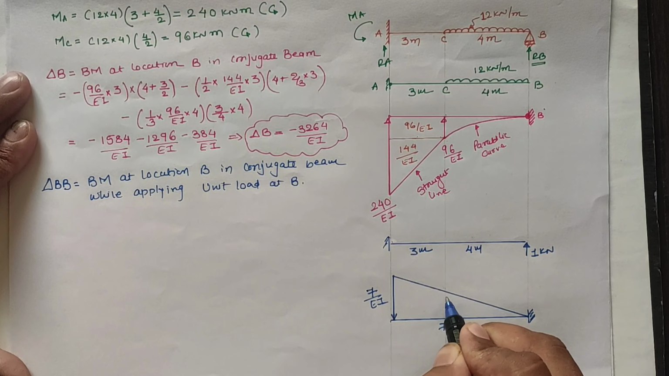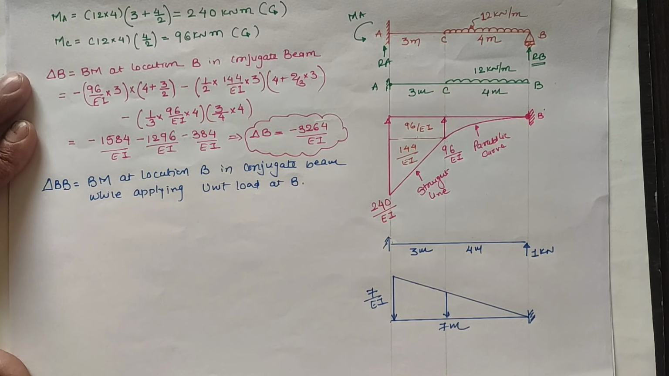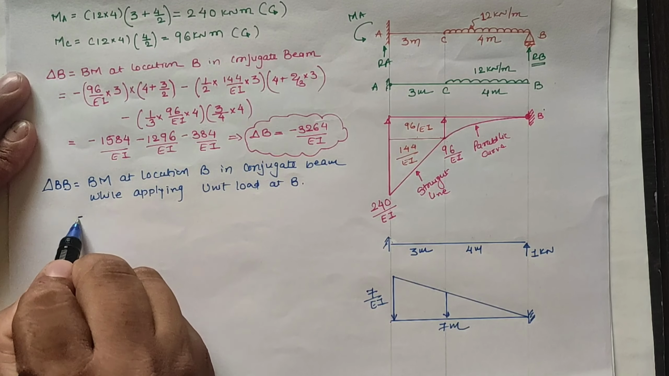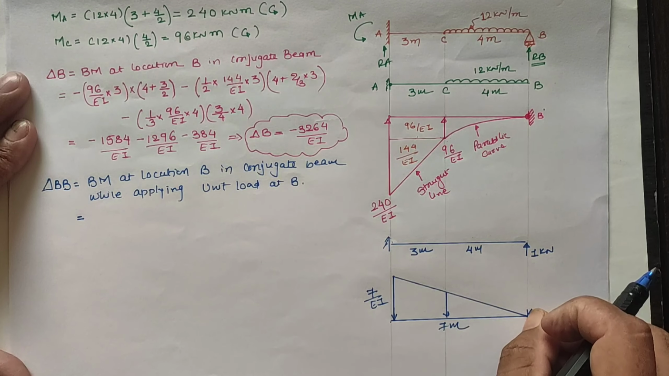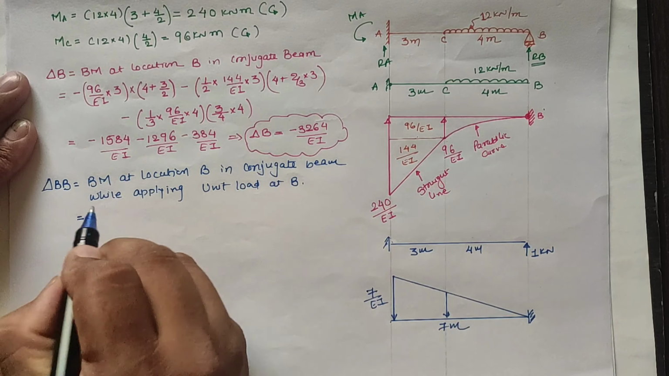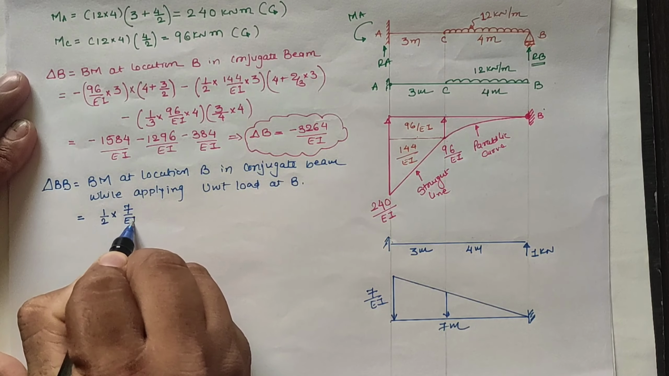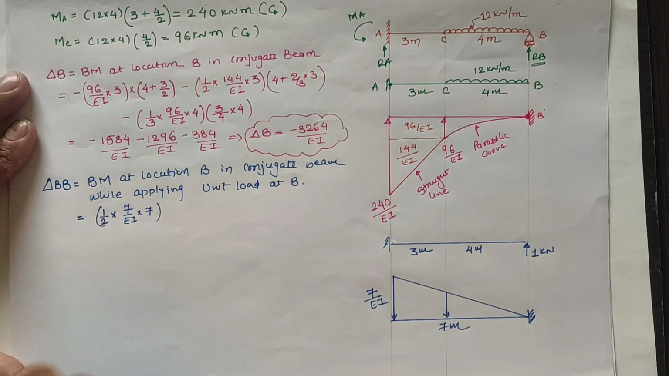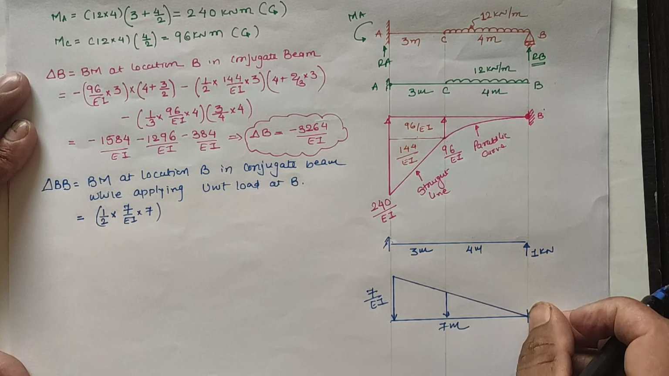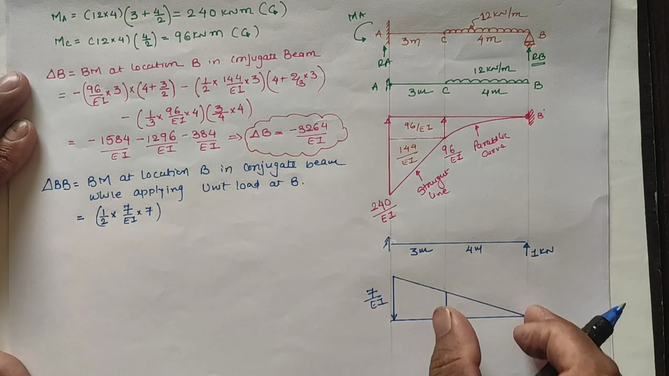Now the M over EI diagram is our loading in the conjugate beam, hence at location B, if we take the bending moment, then the value is 1/2 into 7 by EI into the total distance of 7, and the CG distance from location B is 2/3 of 7.